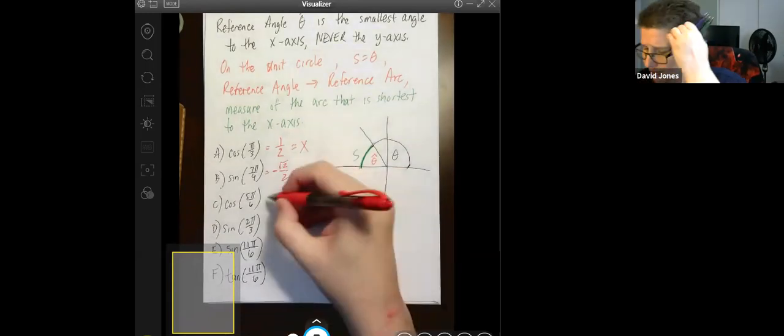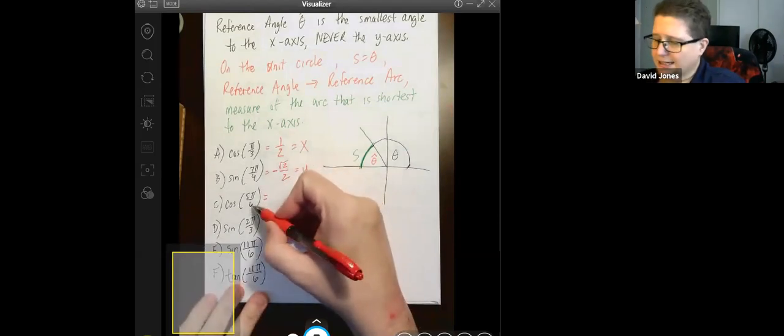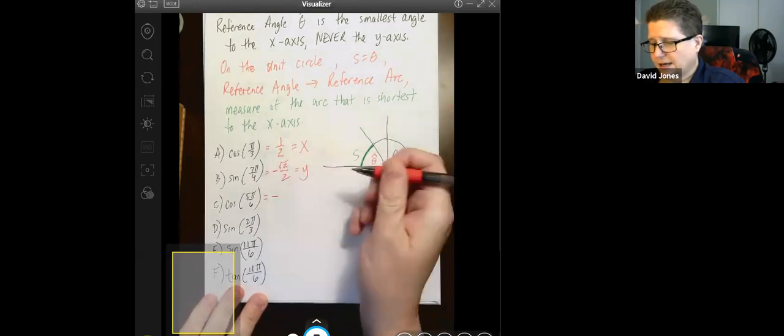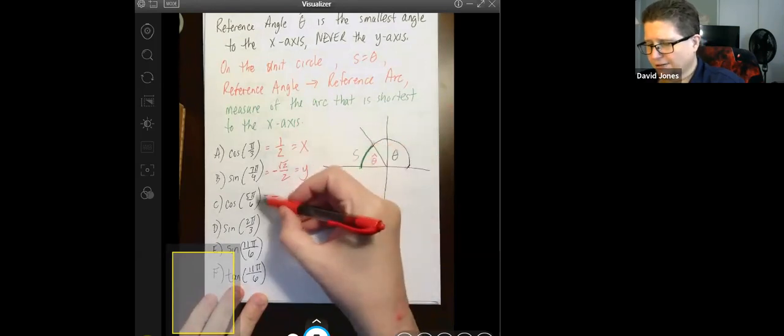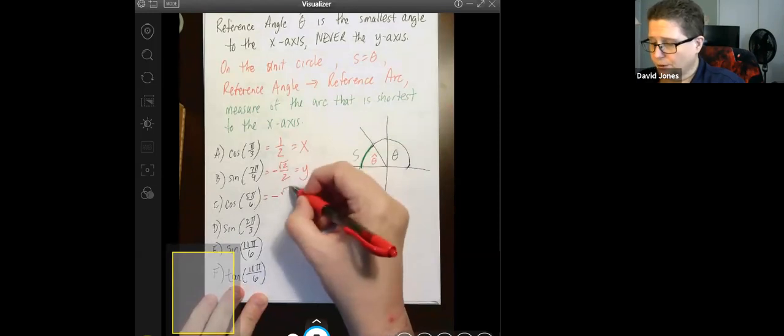Cosine of 5 pi over 6 is in quadrant 2. The 5 is less than the 6, so it's in quadrant 2. Cosine is negative there. 5 pi over 6 has a reference angle of pi over 6, the 30-degree one, which is root 3 over 2.